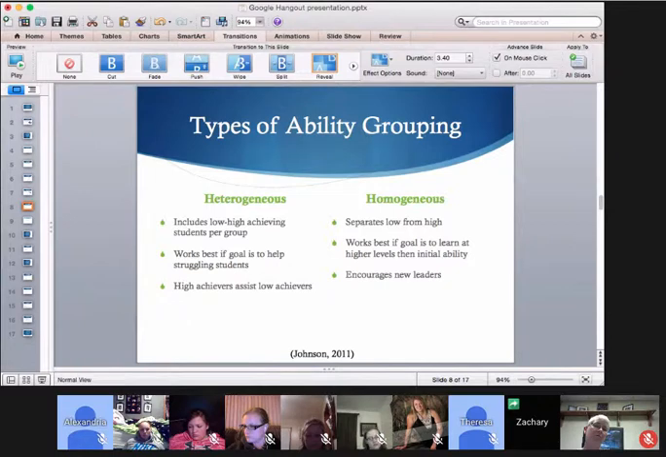Whereas if you want them to learn something much higher than their initial ability, sometimes the homogeneous grouping can work, because if you have the low achieving students together, someone could potentially step up, and that's new compared to when they were in the heterogeneous group, when they would just rely on the higher achieving students to do the job for them.